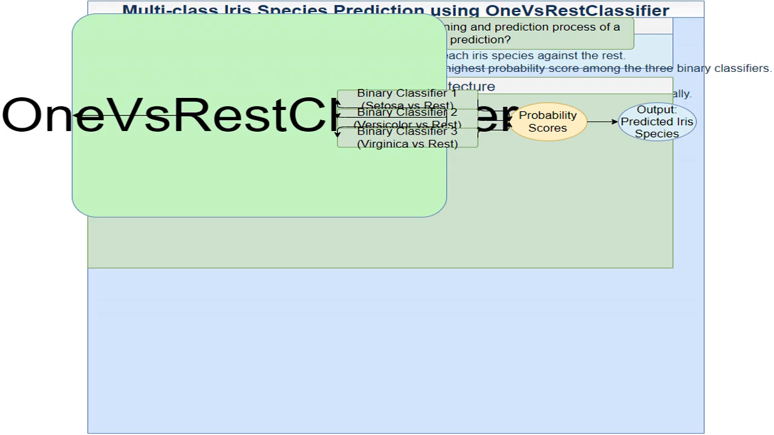This line simply reiterates that we are using a OneVsRestClassifier model. It's a way of converting a multi-class problem into multiple binary classification problems. This means instead of directly predicting one of three iris species in one go, the model builds three separate smaller problems to solve the original multi-class problem more efficiently.